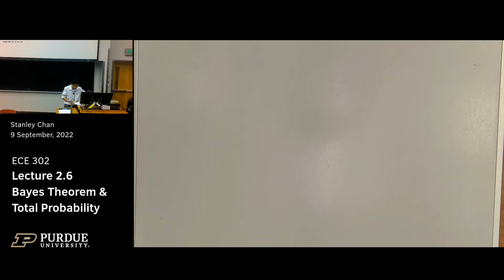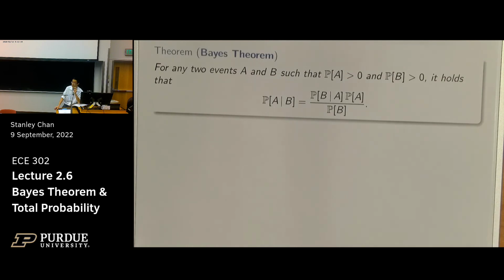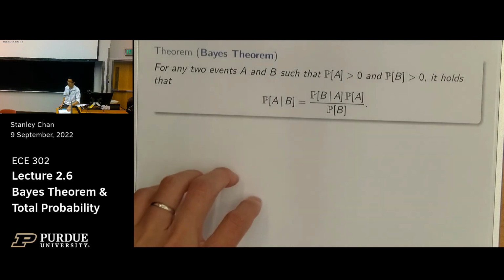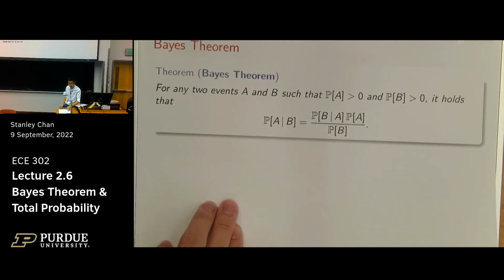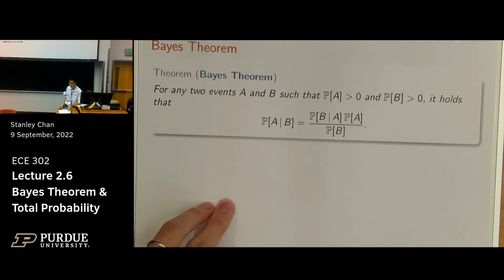I'm going to skip some of these slides, and I want to talk about some tools to solve this problem. There are two sets of mathematical tools we need. One tool is called the Bayes Theorem. This theorem is one of the most useless and most useful theorems at the same time.